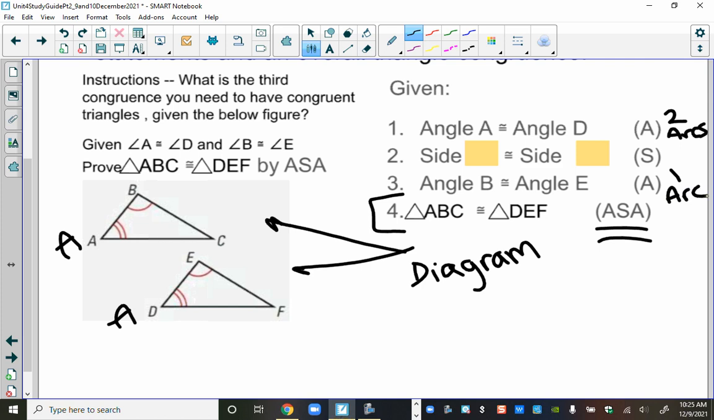Now, this problem, you're just going to fill in. What side must we have in order to get an angle side angle? So let's look at the first triangle. What side, AC, AB, or BC, will give us the angle side angle? What side must we have in order to get angle side angle?